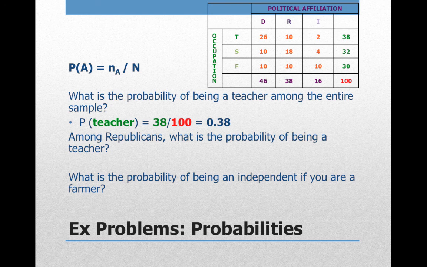So why don't you go ahead, pause the video, and try to work through these other two problems. If you get stuck, just try to work through them, see if you can figure it out, and then unpause the video and see if you got the right answers.